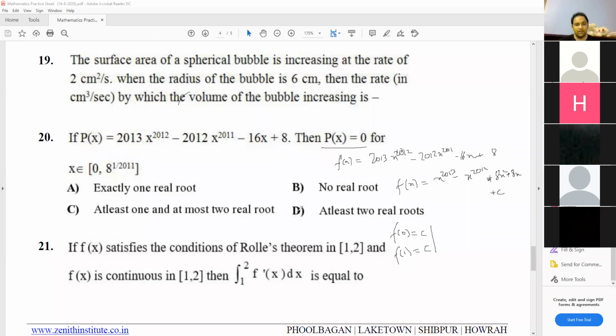ठीक है? एंड फिर इंटरवल का लास्ट वैल्यू क्या दिया है? f of 1 by 8 to the power 1 by 2011. ये भी डाल के देख लो कि क्या वैल्यू आ रहा है? This will also come out to be c. So what can we say next? That between 1 and 8 to the power 1 by 2011, there must be at least one root. So the answer of this will become that this function will have at least two real roots.